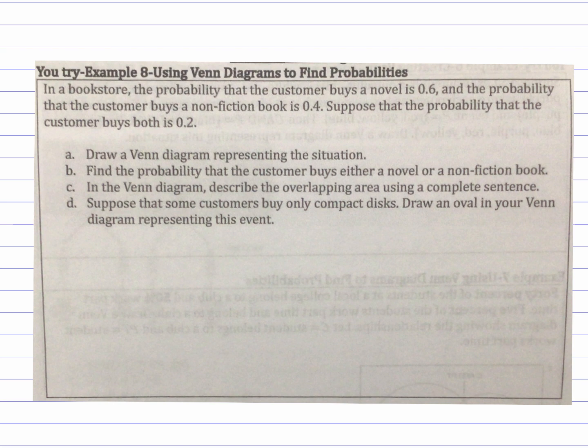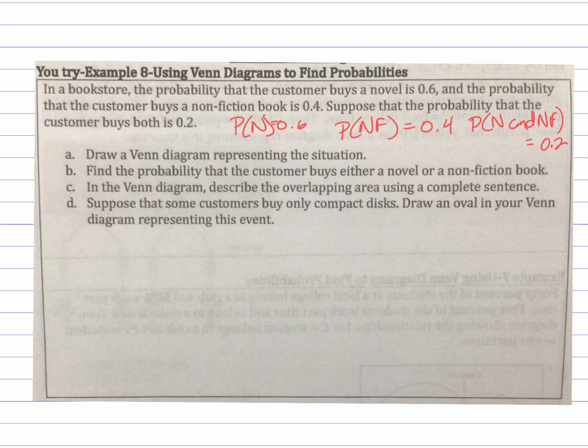It says, in a bookstore, the probability that the customer buys a novel is 0.6. So probability of a novel, 0.6. Okay. And the probability that the customer buys a nonfiction book is 0.4. Suppose that the probability the customer buys both is 0.2. So the probability of N and NF equals 0.2. Draw a Venn diagram representing the situation.